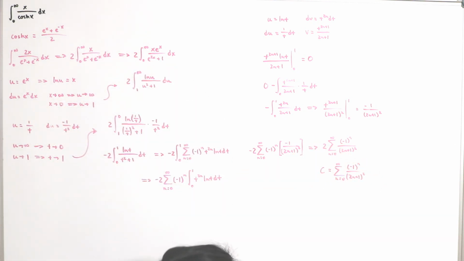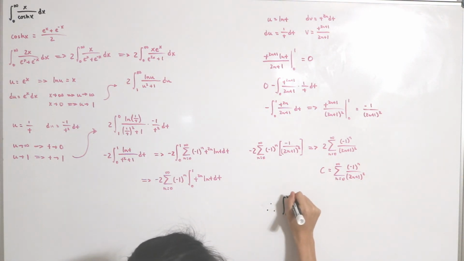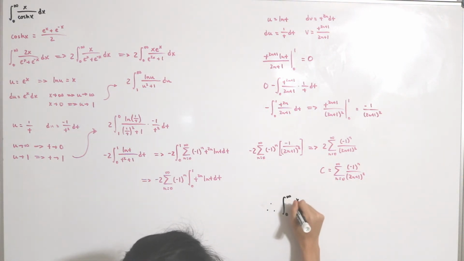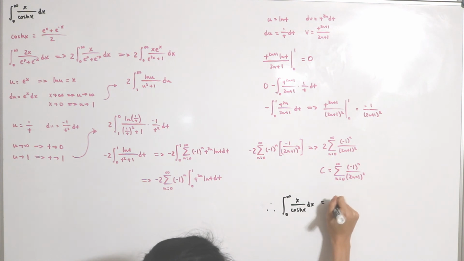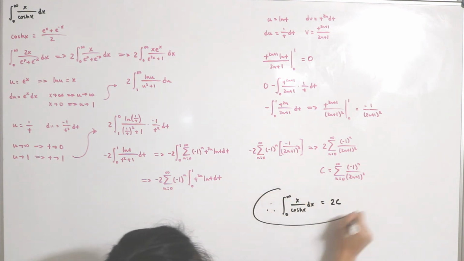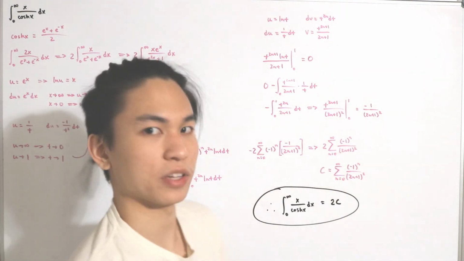So now the conclusion we can make is that the integral from 0 to infinity of x divided by hyperbolic cosine of x dx is just equal to 2 times c, where c is our Catalan's constant. That's really nice, isn't it?